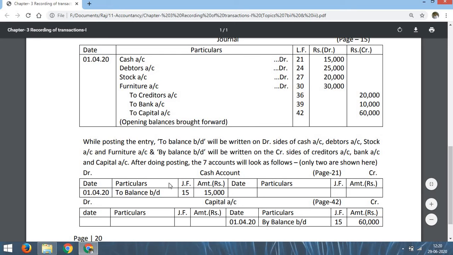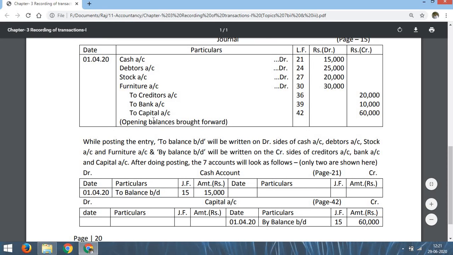So after posting, the 7 accounts will look as follows, but I have shown only 2 accounts, not all 7. Say in cash account, we have to write 15,000 on the debit side by writing "To balance b/d" rupees 15,000 on 1/4/20. Similarly in debtors account we shall write "To balance b/d" 25,000. In stock account we shall write "To balance b/d" 20,000. In furniture account we shall write "To balance b/d" 30,000.